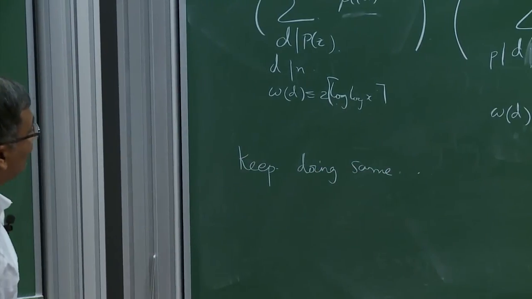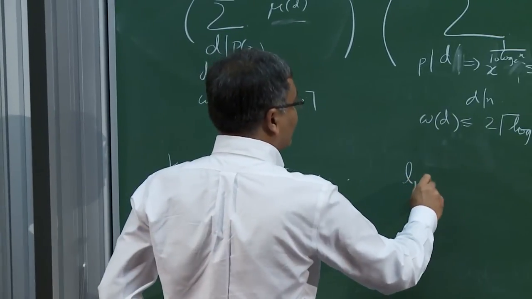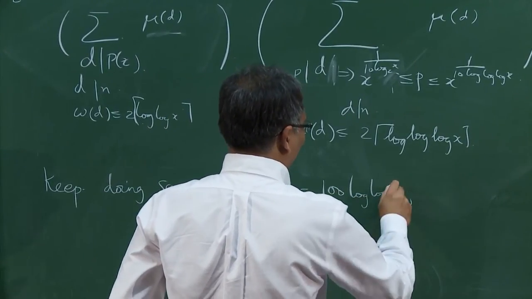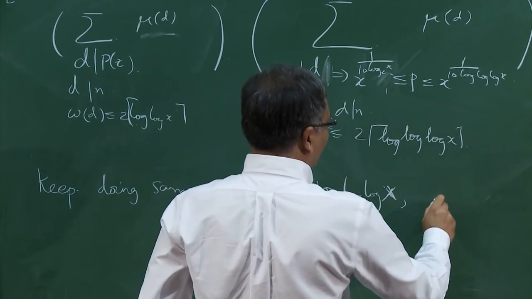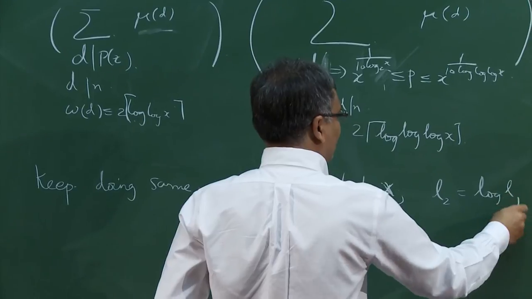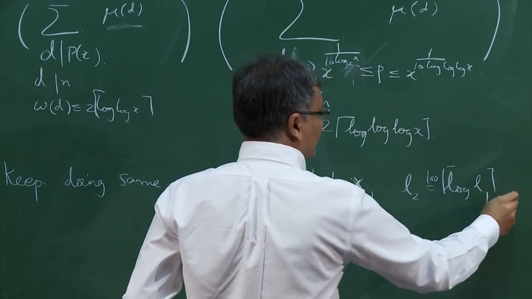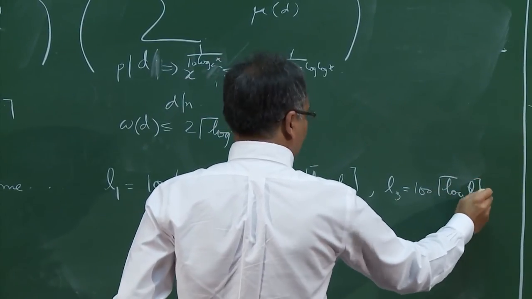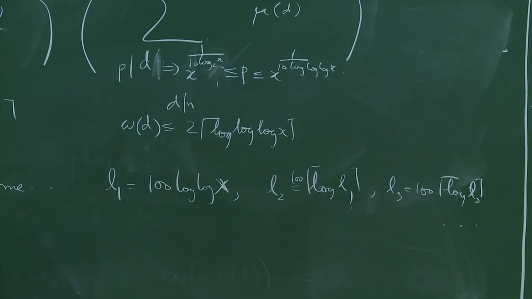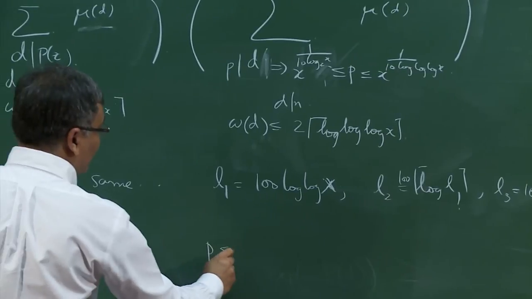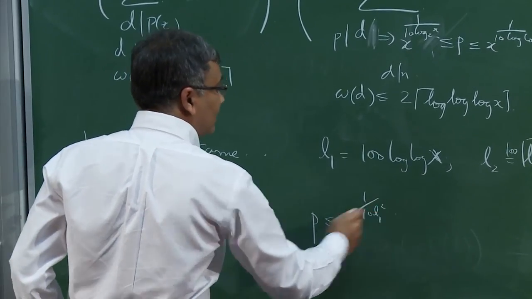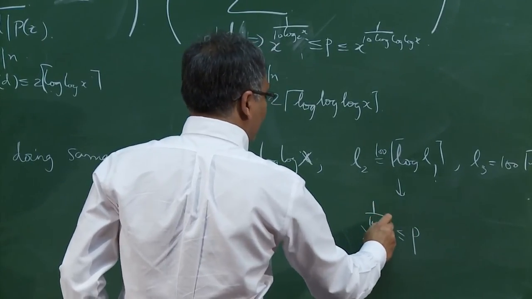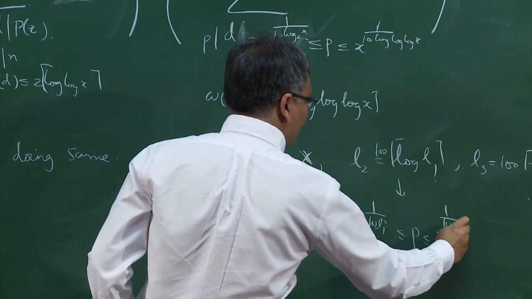So, in other words, maybe you start out with some L1, which might be something like 100 log log x. And then you take L2, which is going to be 100 times log of L1, and then L3, which is 100 times log of L2, and so on. Okay, and then at each stage, you use the primes p that are going to lie between x to the 1 over 10 L1 squared, and then here they're going to lie between x to the 1 over 10 L1 squared and x to the 1 over 10 L2 squared, and so on.